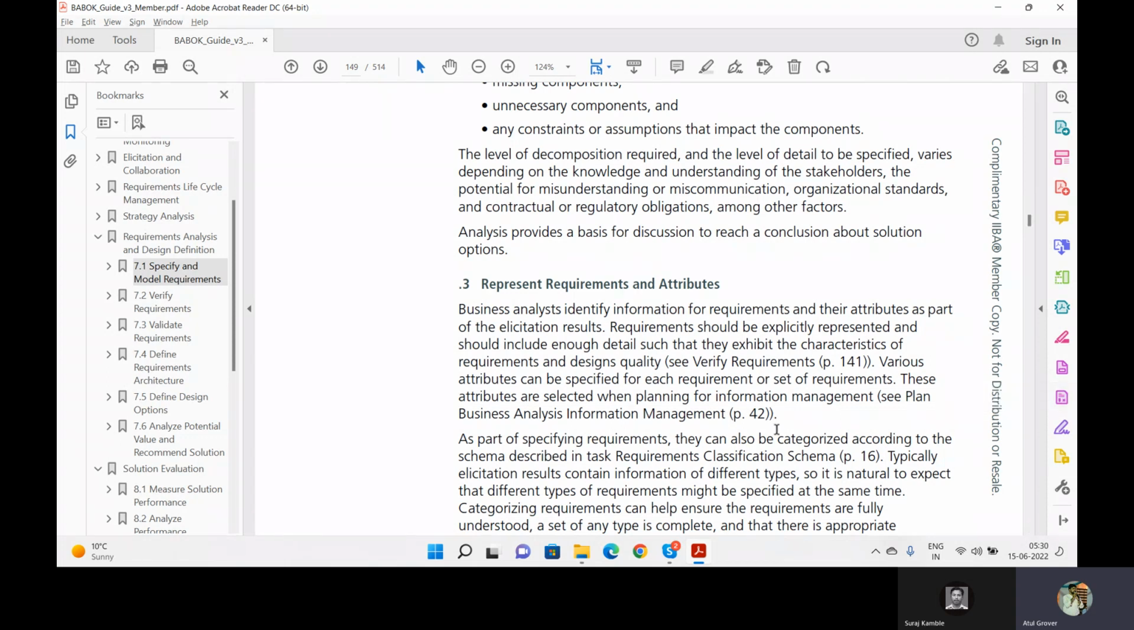Requirement attributing basically says that if I am building a requirement, you can do the high risk, low risk, priority, budgeting part, designing part, solutioning part. You can do that particular attributes part here. So business analysts identify information of a requirement and their attribute as a part of the allocation result.